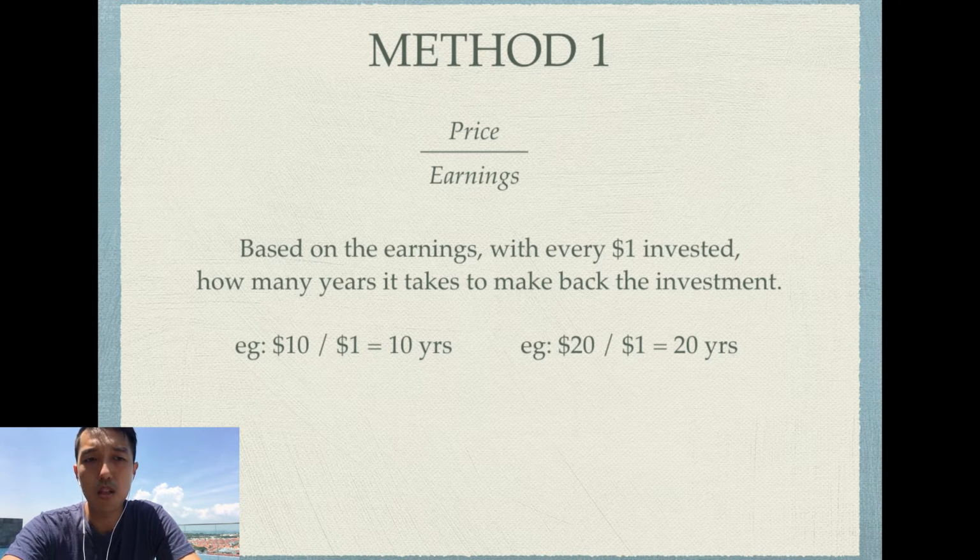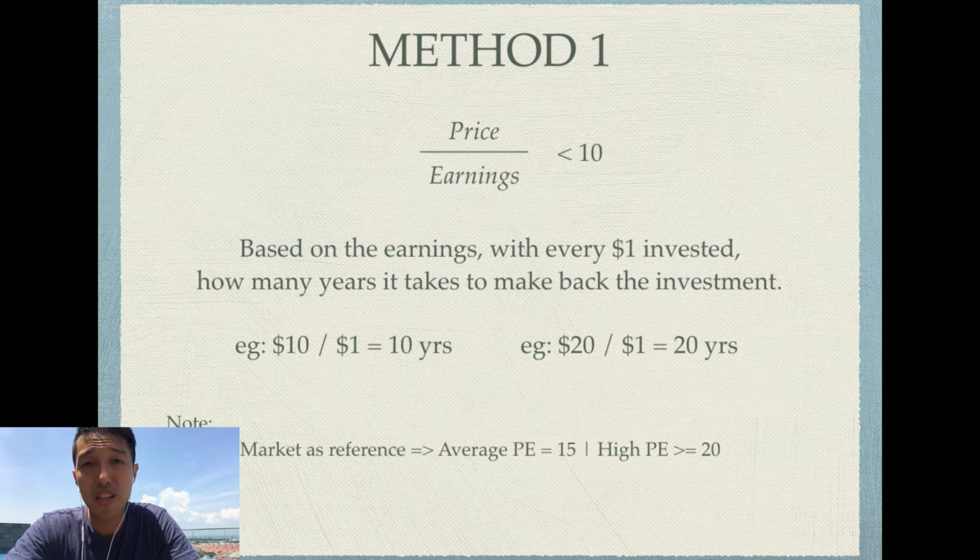Likewise, if a company is at $20 and the earnings is $1, it will take you about 20 years. So these two give you a PE of 10 and a PE of 20. Of course, we like to have a low PE, i.e. the lower the PE, the better. Taking the US market as a reference, the average PE is roughly about 15, and when it was high, we usually gauge it at roughly 20 PE.